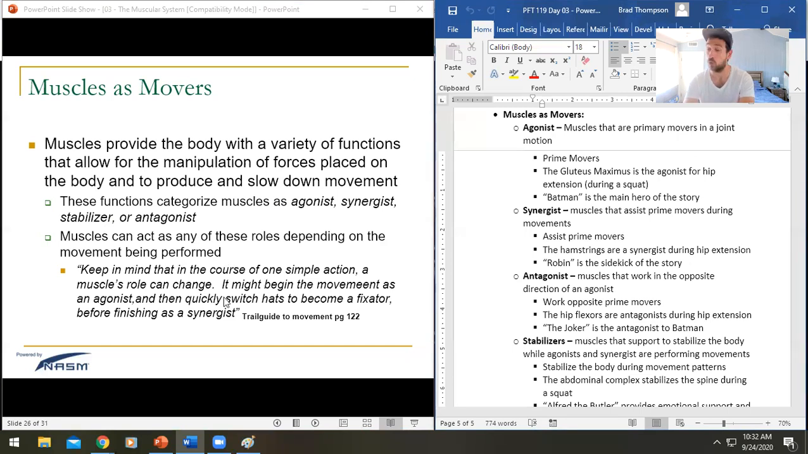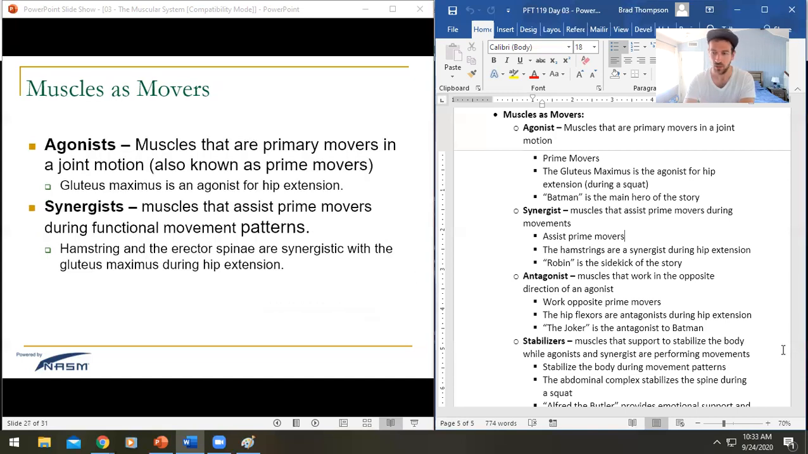So I love this little quote here, but keep in mind that in the course of one simple action, a muscle's role can change. It might begin the movement as an agonist and then quickly switch hats to become a fixator or finish as a synergist. I actually don't teach you guys fixators. Fixators are muscles that, when there's a transfer of power from one direction to another, kind of hold it in place. It's a term that never really has to come up.